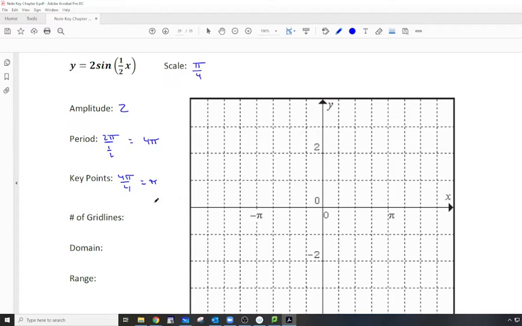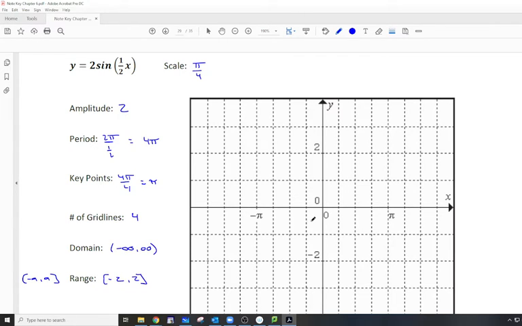Okay, how many grid lines is it going to take to get to pi? Well, pi is 4 grid lines, so it's 4. Or you could do pi divided by pi by 4, which gives you 4 grid lines. Domain is -infinity to infinity. Range, we haven't done that in a bit, so it's going to be -a to a, and so it's going to go from -2 to 2 inclusive. Ooh, funky bracket.